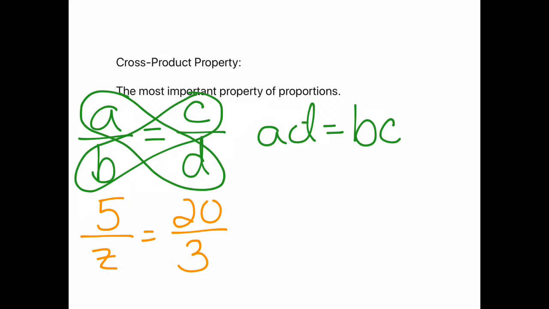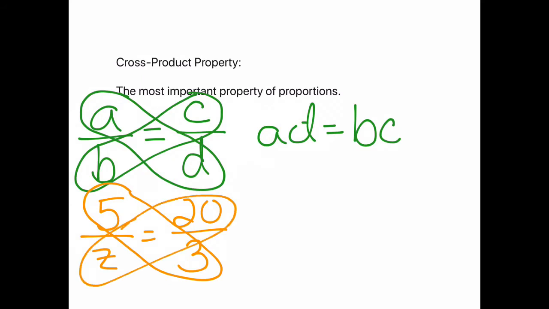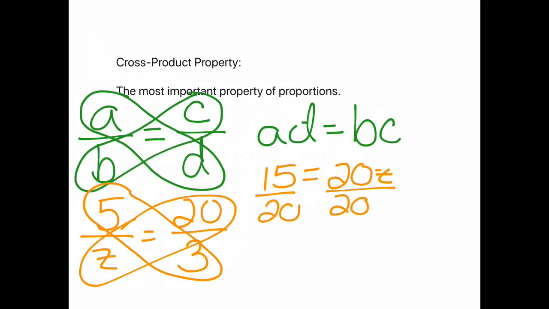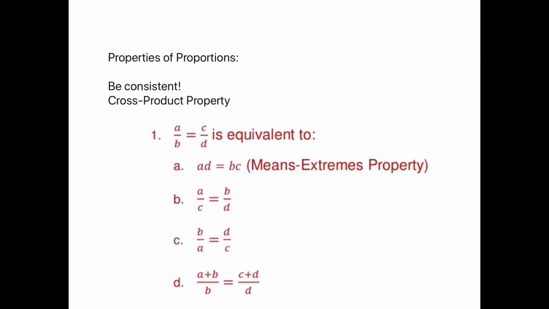5 over z equals 20 over 3, and they ask you to solve for the variable. So to do that, you're going to use the cross product property here, and you're going to end up with 5 times 3, which is 15, equals 20 times z, which is 20z. And then to solve this, you would divide both sides by 20, and then you reduce 15 over 20, and you get 3 over 4 equals z.